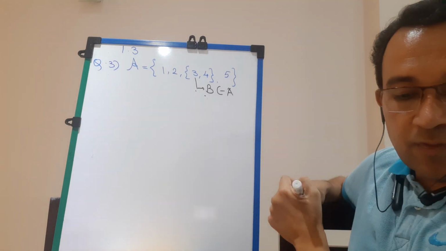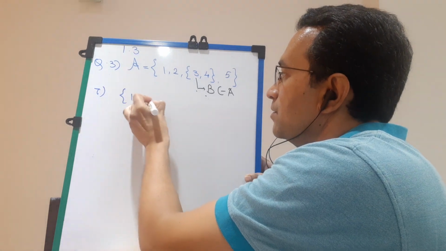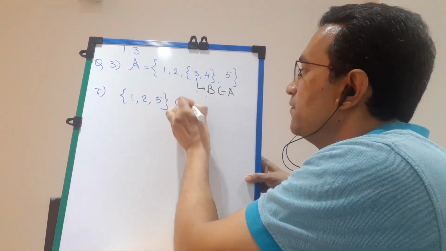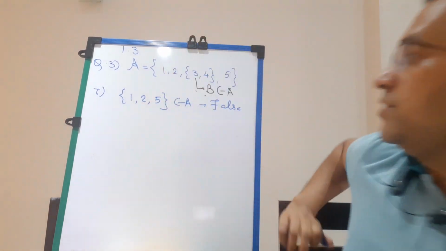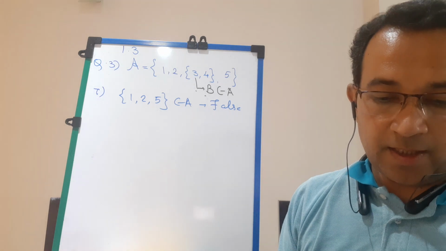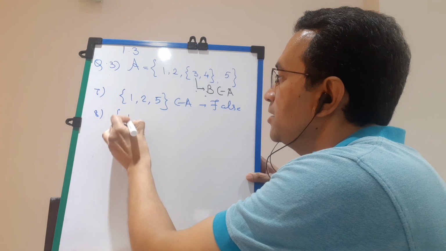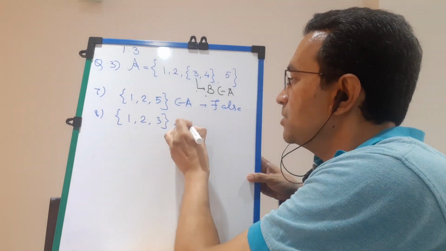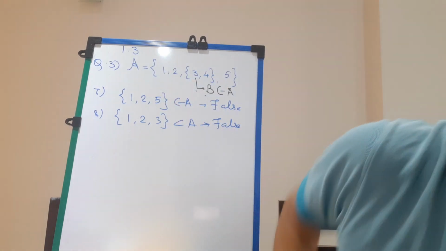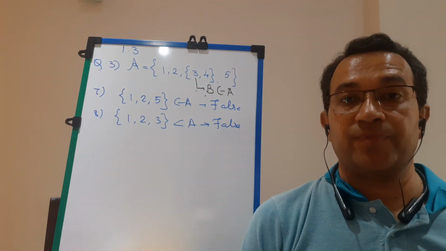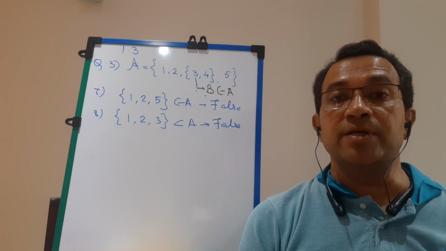Then students, "1 to 5 belongs to A." Definitely false, because this set is not an element of the set A. Then "{1, 2, 3} is a subset of A." This is also false, because only 3 is not an element of set A. I told you before also, only 3 or only 4 are not elements of set A.